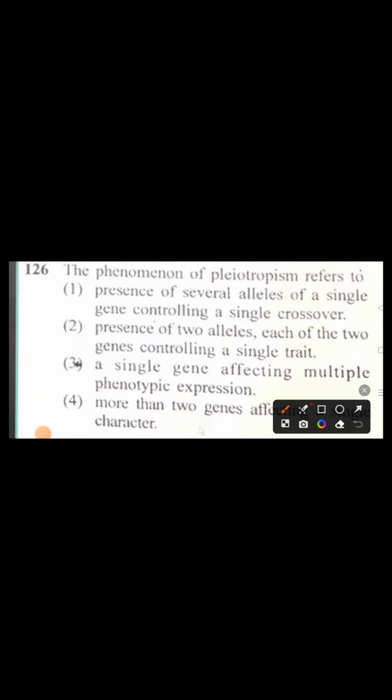The phenomenon of pleiotropism refers to a single gene that expresses three to four characters. So its example is sickle cell anemia. So the correct option will be presence of several alleles of a single gene controlling a single crossover. No. Presence of two alleles of two genes controlling a single trait. No. A single gene affecting multiple phenotypic expressions. So the correct option is third.